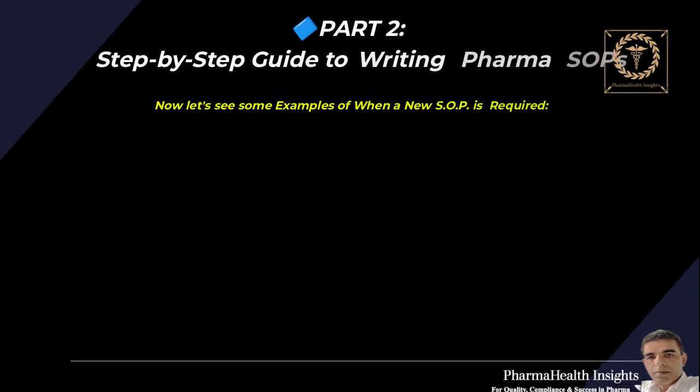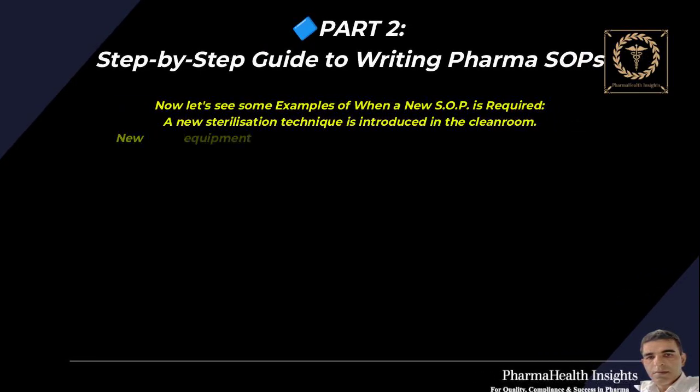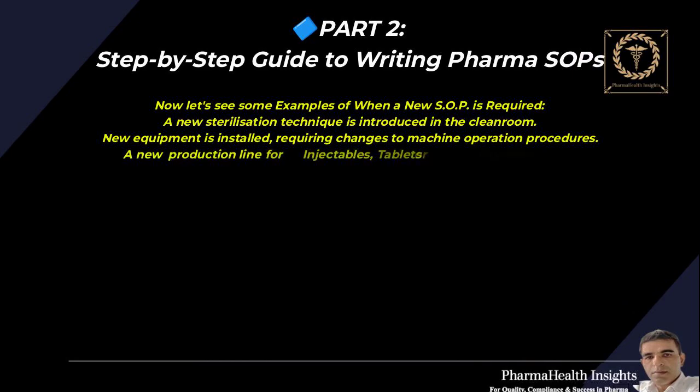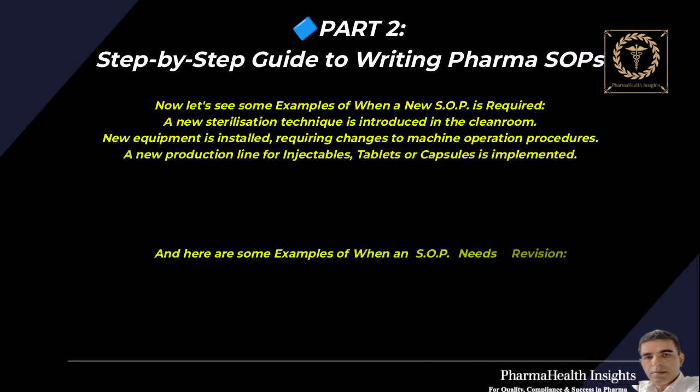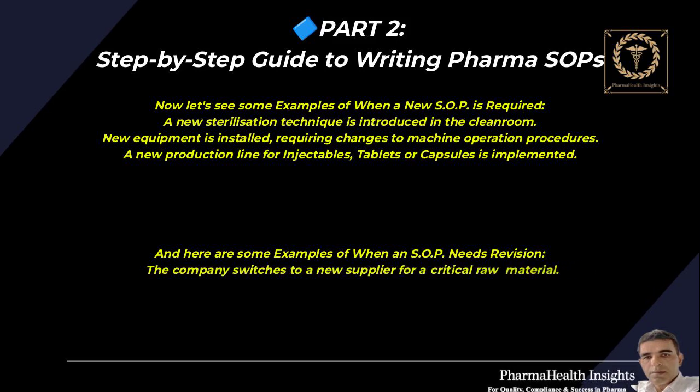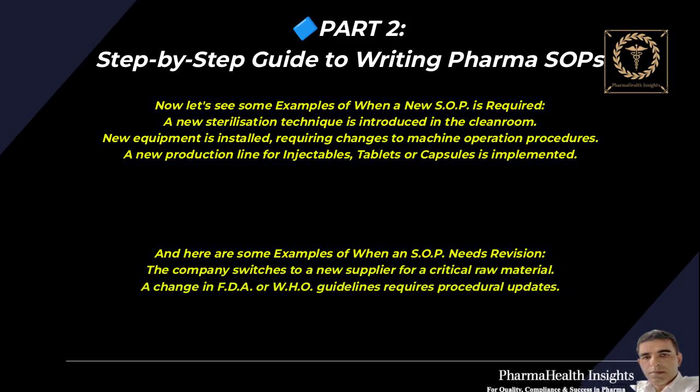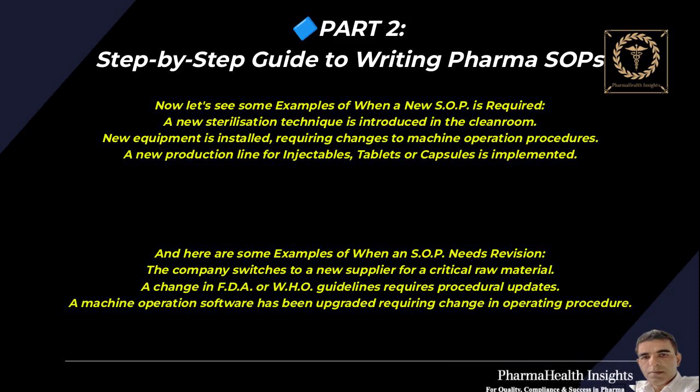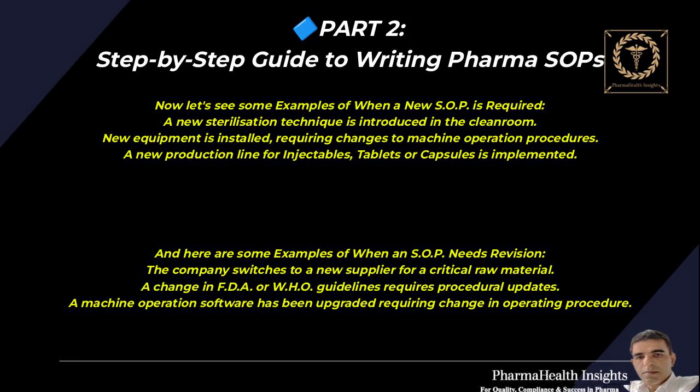Now let's see some examples of when a new SOP is required. A new sterilization technique is introduced in the clean room. New equipment is installed, requiring changes to machine operation procedures. A new production line for injectables, tablets or capsules is implemented. And here are some examples of when an SOP needs revision. The company switches to a new supplier for a critical raw material. A change in FDA or WHO guidelines requires procedural updates. A machine operation software has been upgraded, requiring change in operating procedure.